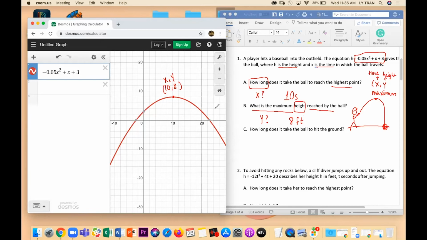Now, eventually, how long did it take the ball to hit the ground? As you can see, the ball cannot be up in the air for long, right? Gravity will take it down. So how long did it take the ball to hit the ground? When you hear the words how long, what does that mean? That's going to be the time, right? So that means we're looking for X again. So here we go. That's telling me that if I want to hit the ground, I need to find that point. Find out how much it is.